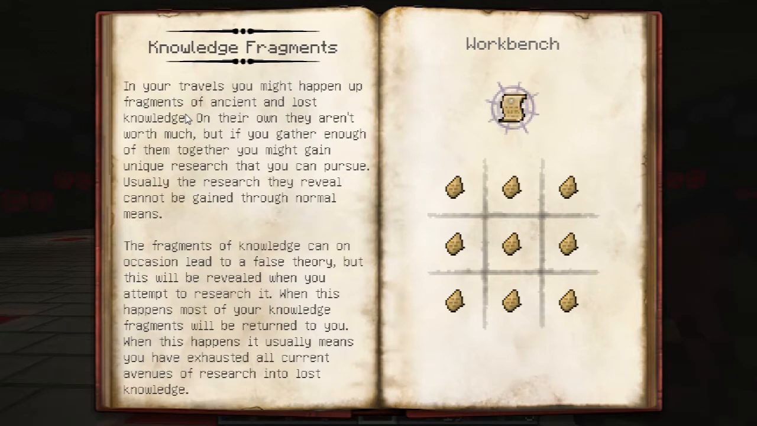In your travels, you might happen to find fragments of ancient lost knowledge. On their own, they aren't worth much, but gather enough of them together and you might gain unique research that you can pursue. Usually the research they reveal cannot be gained through normal means. The fragments of knowledge can, on occasion, lead to a false theory, but it will be revealed when it is attempted to be researched. When this happens, most of your knowledge fragments will be returned to you. When this happens, it usually means that you have exhausted all current avenues of research into lost knowledge.